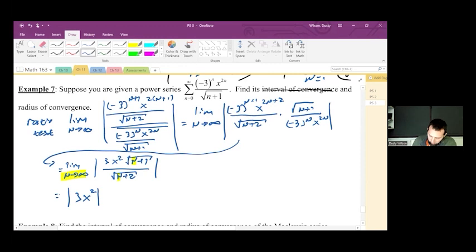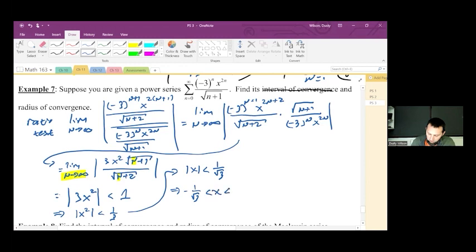We want to know when this thing is going to be less than 1. That's when the ratio test will work. And so we can divide by 3. This would tell us that the absolute value of x squared is less than 1 over 3. Or in other words, that the absolute value of x is less than 1 over the square root of 3. Or in other words, negative 1 over square root of 3 is less than x is less than positive 1 over square root of 3.